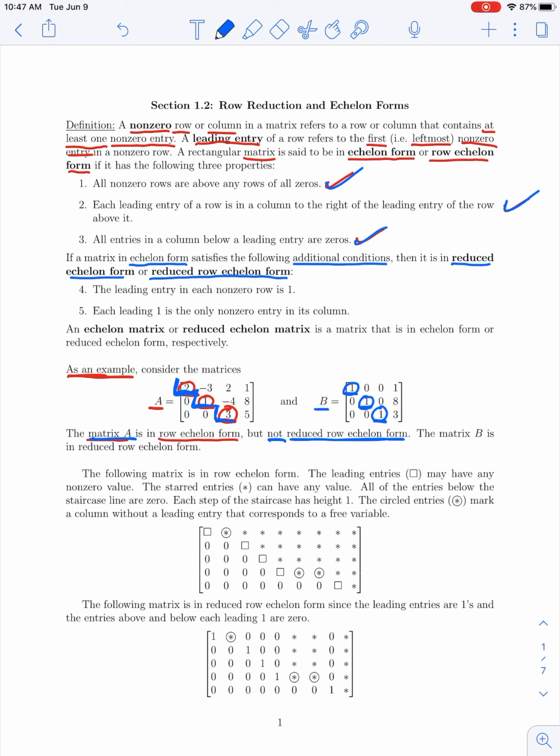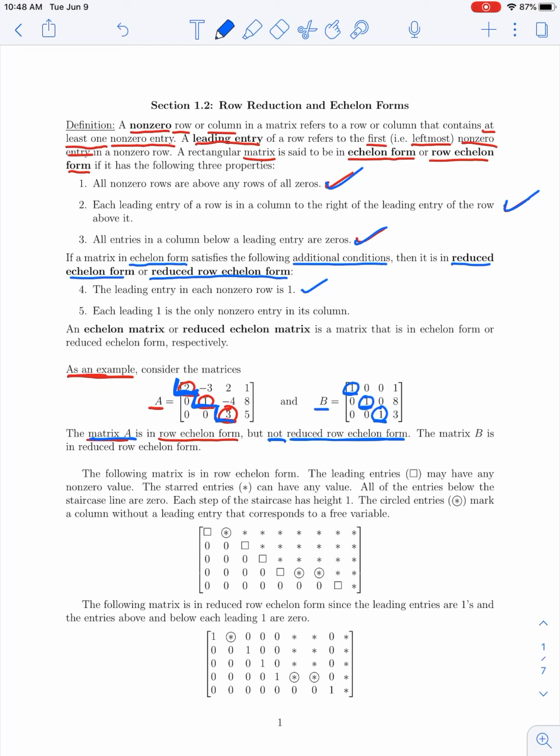Now let's see if it is also in reduced echelon form. So condition 4 is that the leading entry in each non-zero row has to be 1, which it was. We checked that when we identified our leading entries. In each row, the first non-zero entry is a 1. And the last condition is that the leading entry of 1 is the only non-zero entry in that column.